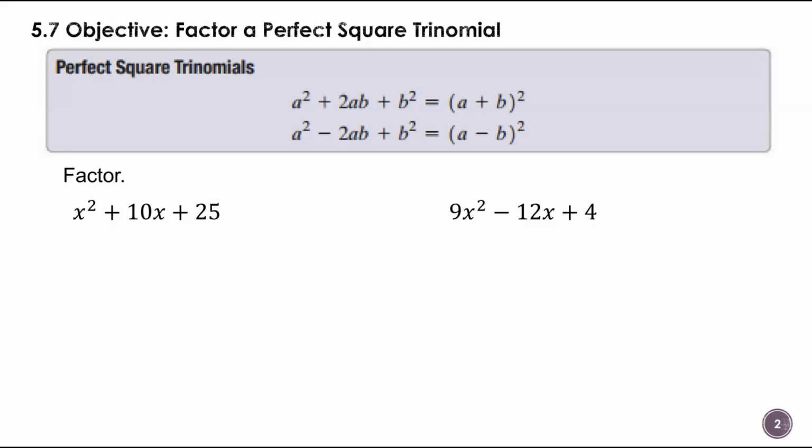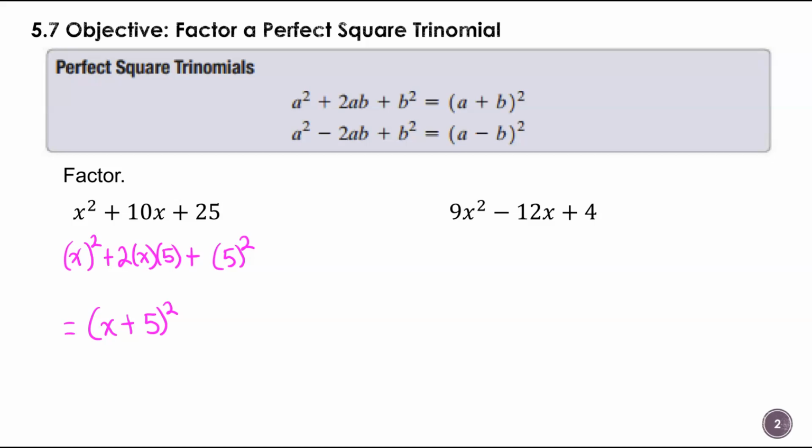Notice on the first one, my a would be the x, right? And b would be 5. So then my middle term would have to be 2 times a times b. And the middle term is 10x. 2 times x times 5 is 10x. And so that means that this factors as x plus 5 quantity squared. So you really just have to check a couple of things and then you can see that it factors. And because it is a perfect square trinomial, once you've determined that, that's really what you're checking.